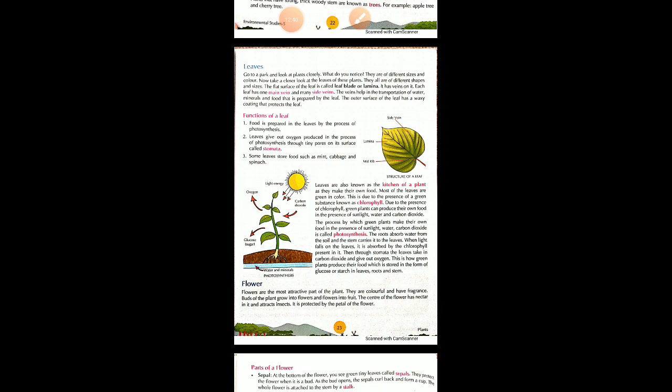Now, do you know student, the color of the leaf is green due to the presence of a green pigment known as chlorophyll. And this flat surface of the leaf is called the leaf blade, or you can also say lamina.